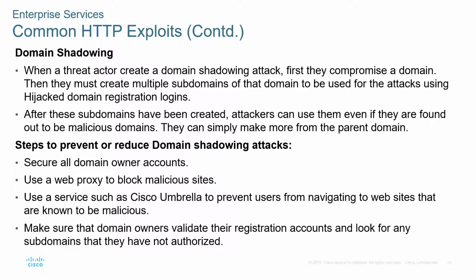So if you get a subdomain that's found as malicious, they just simply generate another one because they have your domain credentials. So it's very important to make sure that you secure all domain owner accounts, that you use a web proxy to block malicious websites. There again, Cisco Umbrella, and then make sure domain users validate their registration accounts and look for any subdomains that have not been authorized. Using things like two-factor authentication on domain accounts is strongly encouraged.